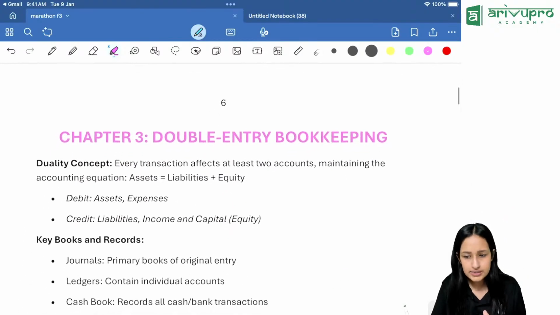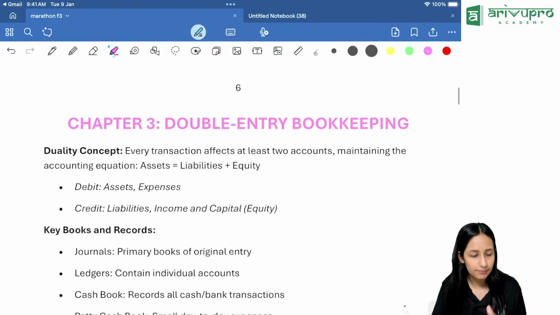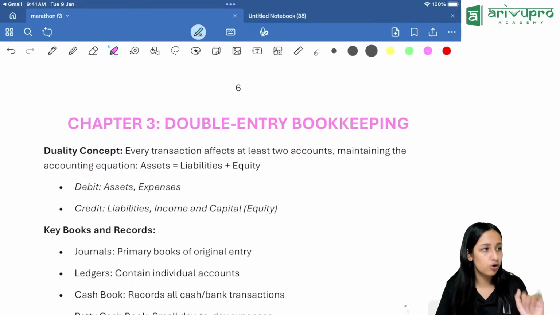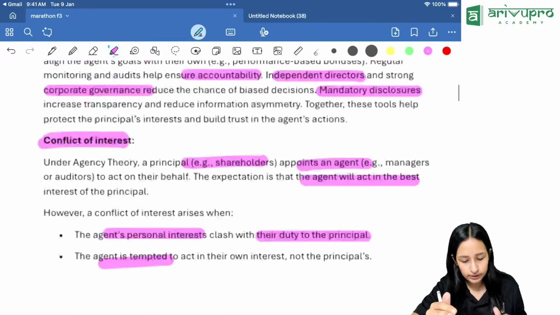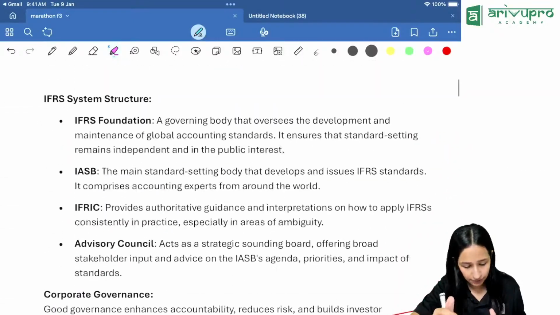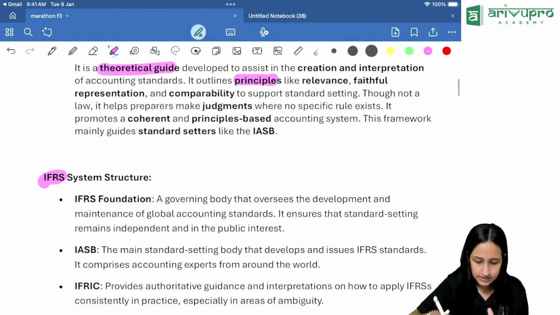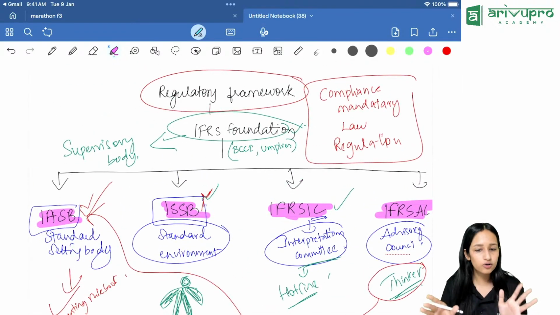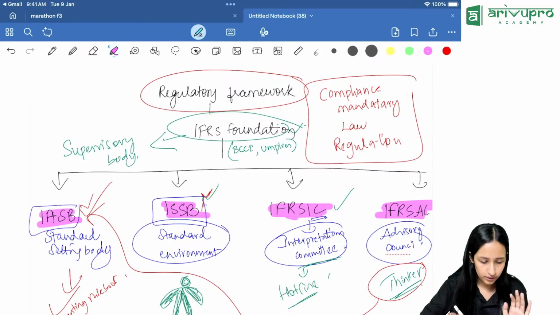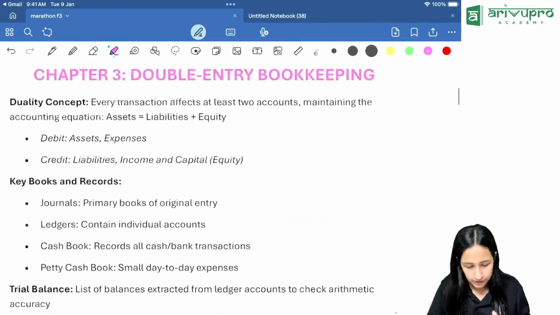Okay. With this, the second chapter is over. It's not a very big chapter, guys. It's a very simple chapter, if I'm being honest, because there could be nothing tested more than the conceptual framework and regulatory framework, or the IFRS systems and structures, what we just looked at. More than this they cannot ask anything from chapter 2. Okay, let's go to the next chapter then.